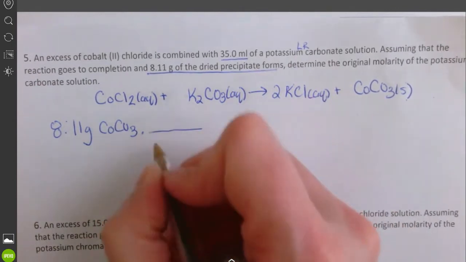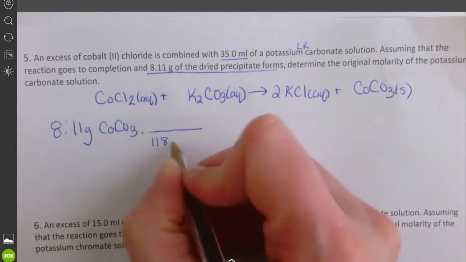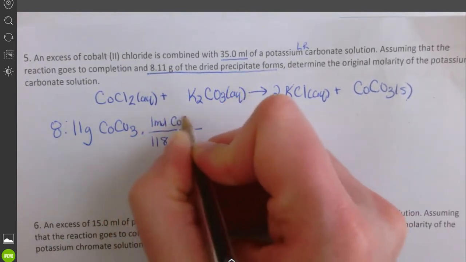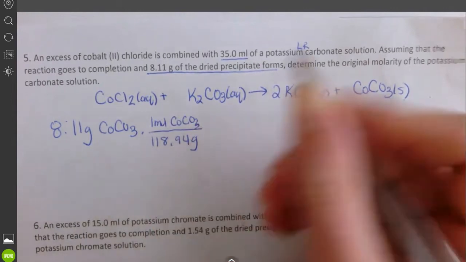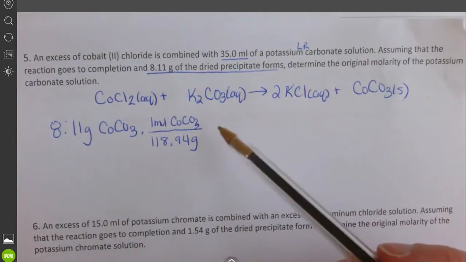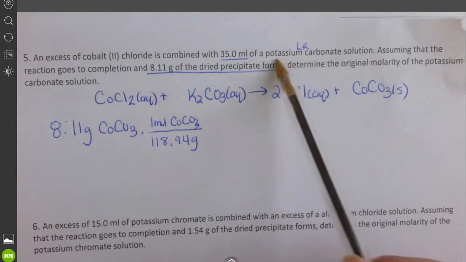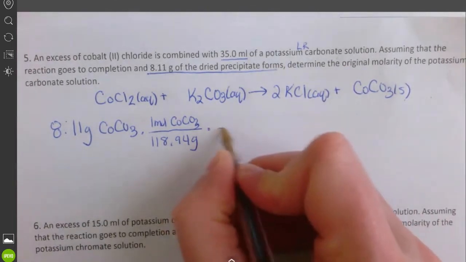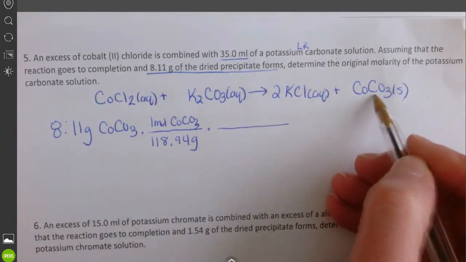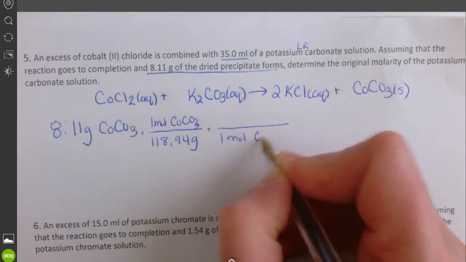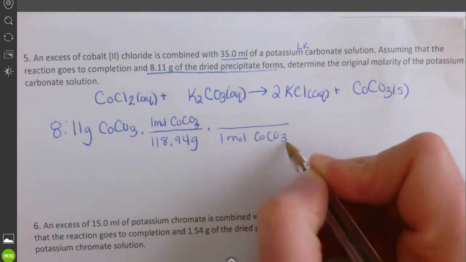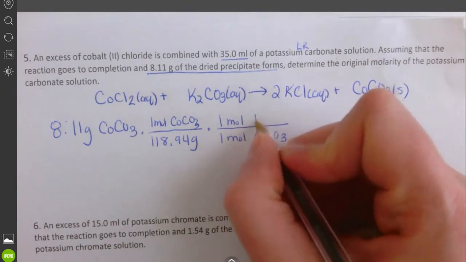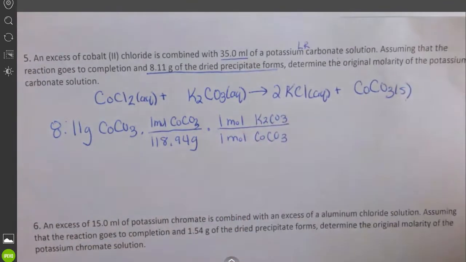I'm going to put that into moles. So I'm going to use its molar mass, which is 118.94 grams, which would give me 1 mole of my cobalt 2 carbonate. Okay, now I want to know how many moles of my limiting reactant that would have been formed from. So I'm going to use my mole to mole relationship here, that for every 1 mole of my cobalt 2 carbonate that was produced, it must have been produced from 1 mole of my potassium carbonate.